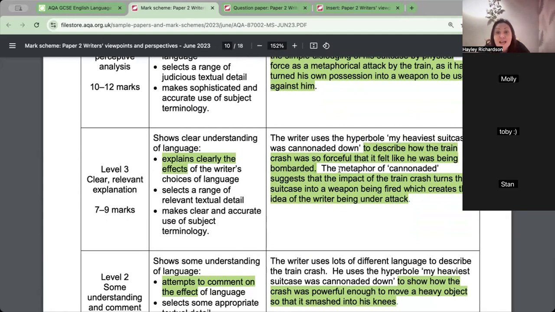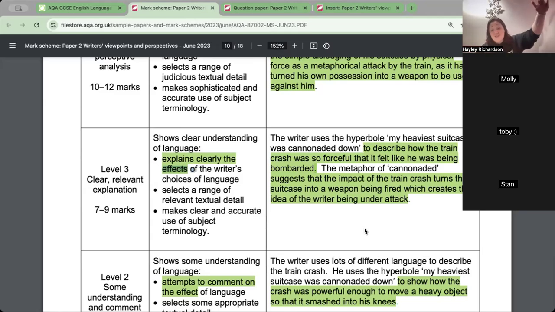The metaphor, excellent. So we've now got a second language technique that's been named. Okay, the metaphor of cannonaded suggests that the impact of the train crash turns the suitcase into a weapon being fired, which creates the idea of the writer being under attack. Fantastic. Now we're getting some of the effects. What is the writer trying to do? They're trying to create a picture, they're trying to paint an image of him lying in his bed and his suitcase basically being a cannonball shot out, intentionally attacking his legs. That's clearly not the case.